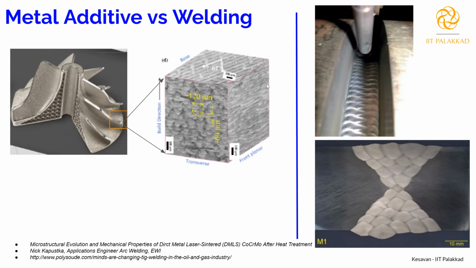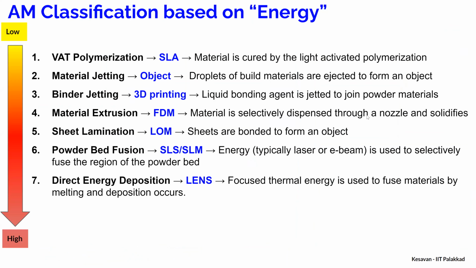So this is the basic difference between metal additive and welding. You can make a component by a welding process, that process called wire arc additive, or there are other processes also. Even by using solid state processes like friction based welding processes, one can make a component. Even that process is also called an additive manufacturing process, right?